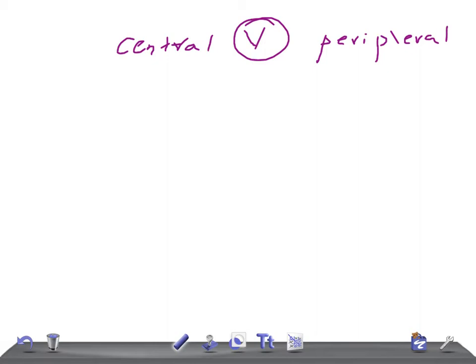Guys, vertigo is nothing but this: if you're standing and immobile, not moving, you have a sensation as if things are moving around you. Usually the patient will describe it as their environment spinning around them. These vertigo episodes are commonly associated with nausea and vomiting.